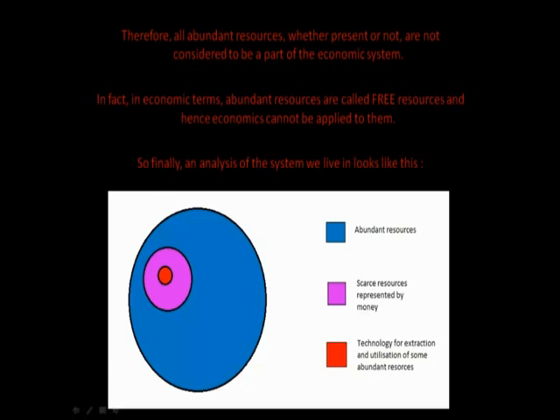So, well, finally, an analysis of the system we live in looks something like this Venn diagram. The larger blue set is the abundant resources. The pink one is scarce resources represented by money. And the red one inside the pink one, which again represents some scarce resources, but this one is actually technology for the extraction and utilization of some of the abundant resources. So this means that some of this technology for the extraction and utilization of those abundant resources is actually very, very scarce. Now, the ramifications of this aspect will be seen later in the video.